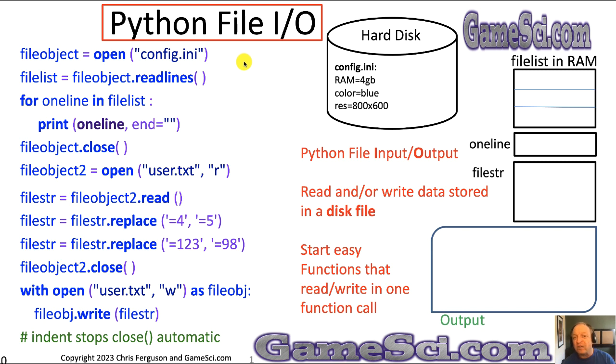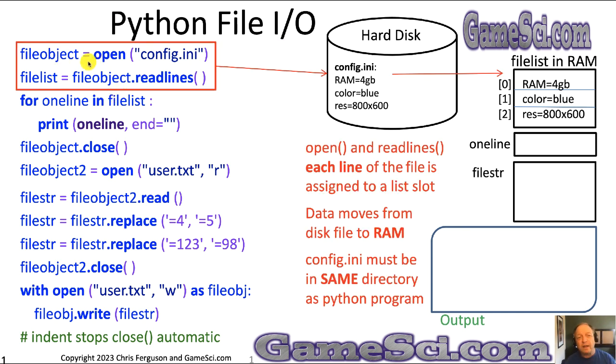Python file I/O. The I/O is input, output. Read and/or write data stored in a disk file. Start easy. Let's use functions that read or write in one function call. File object equals open, config.ini, file list equals file object.read lines.